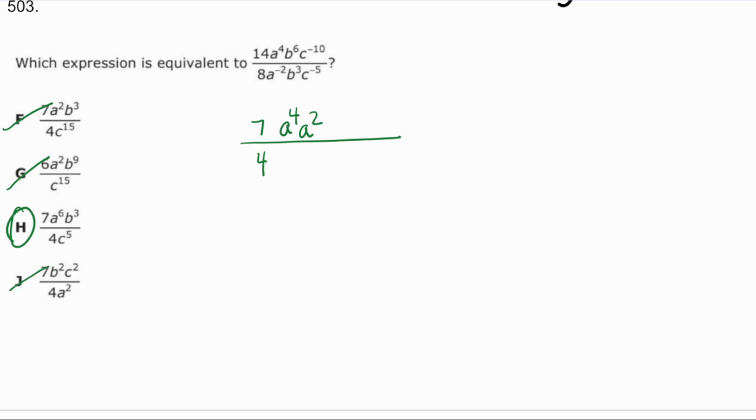But we could say, okay, b to the 6 divided by b to the 3, that's going to be b to the 6 minus 3. And then with c to the negative 10, maybe I'll just make that a c to the 10 in the denominator, and the c to the negative 5 could become a c to the 5 in the numerator. I could cancel some powers of c off, and I'd be left with 5 powers of c in the denominator, which is why I'm seeing that right there. Okay, so this answer choice H is really feeling good to me, so I'm just going to move on.